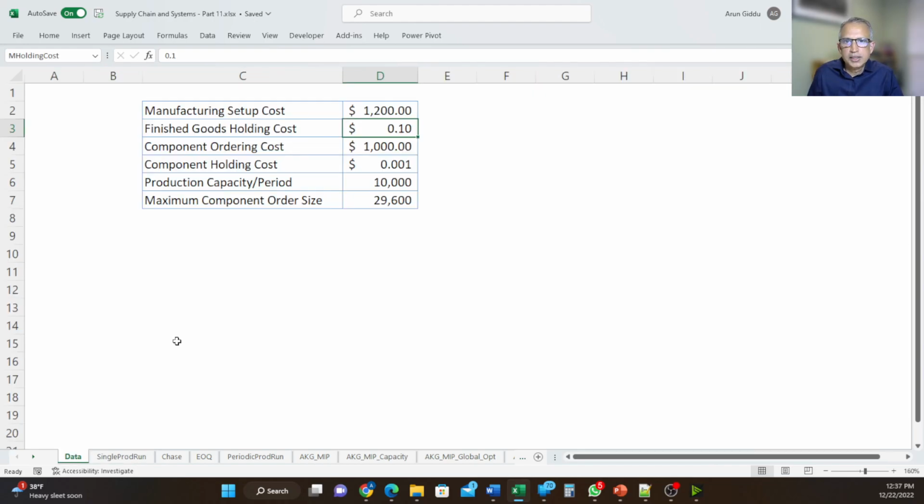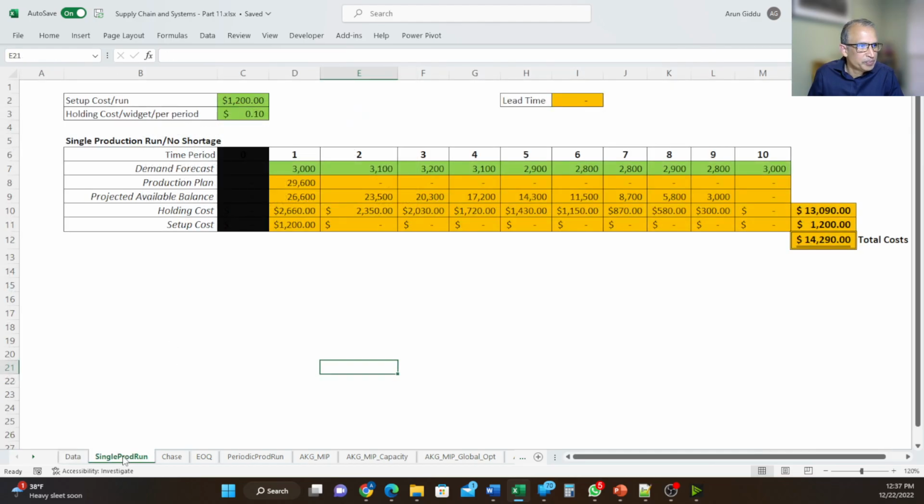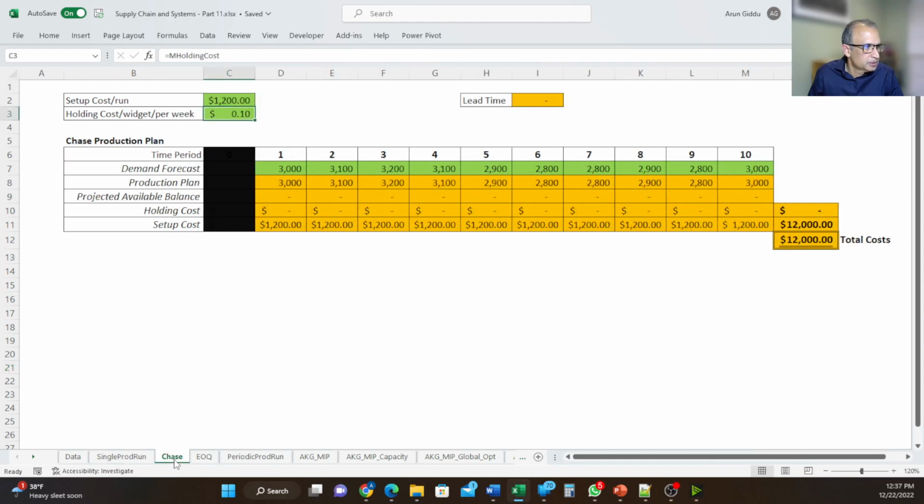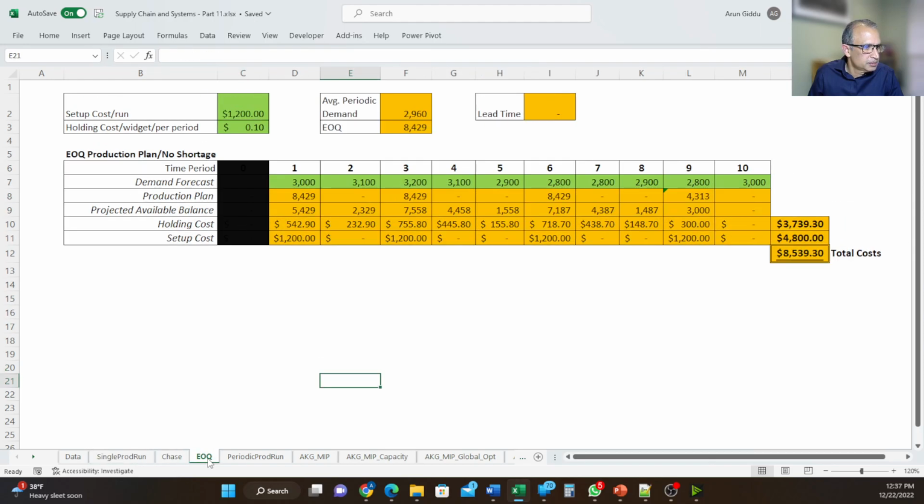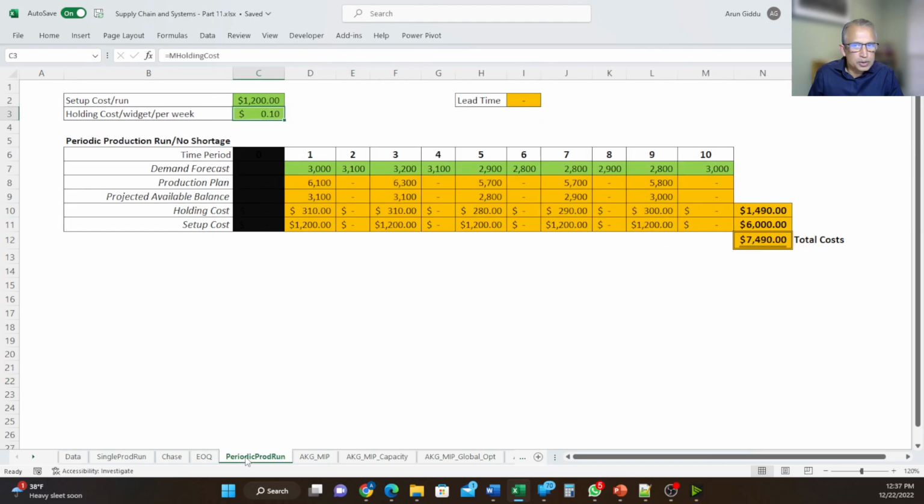Now I have reset our holding cost back to 10 cents per widget per week. And let us look at these numbers again. We have, as before, the periodic production run having the lowest cost. Next, let's look at how optimization will actually decrease costs.